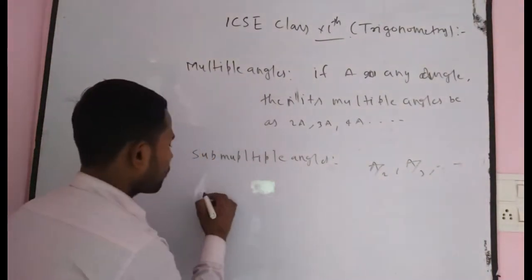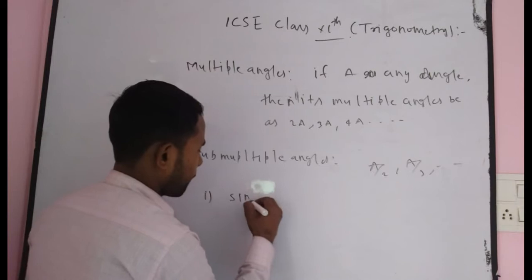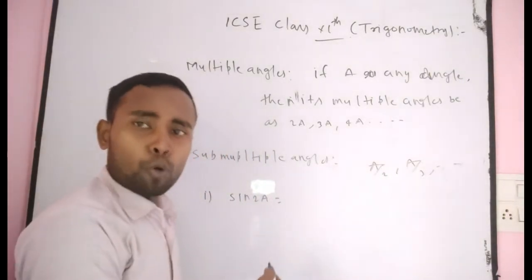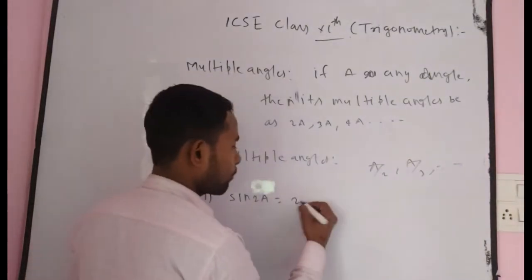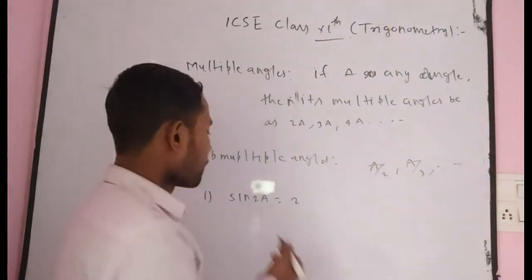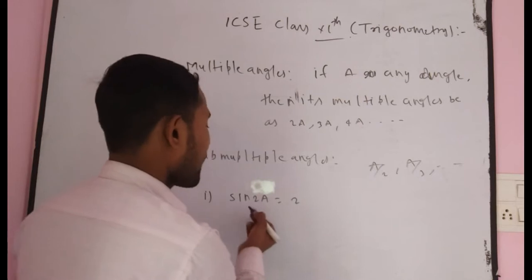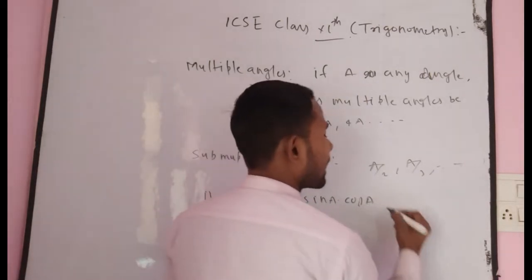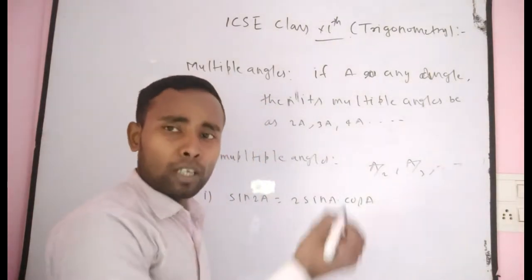Now I am trying to write all those formulas which are related to this expression. First of all, I want to write sin 2A. What is the formula of sin 2A? If you want to prove this formula, it becomes very easy by an algebraic or geometrical process. First of all, sin 2A is equal to 2 sin A into cos A, about which I have already told you in previous classes.